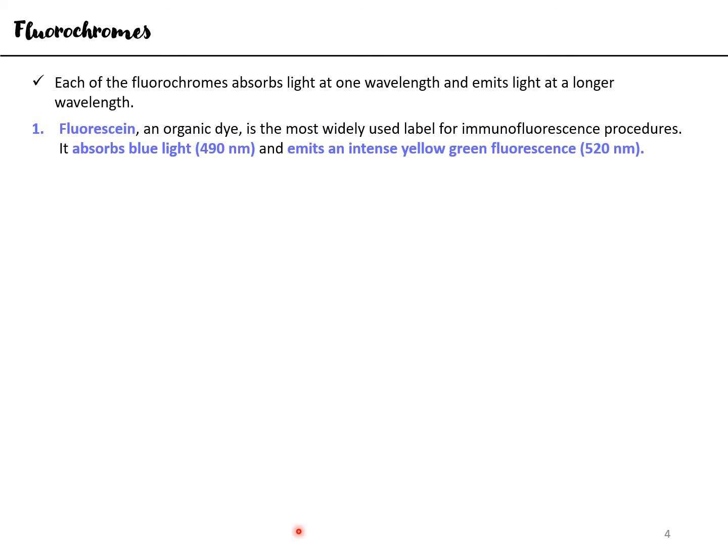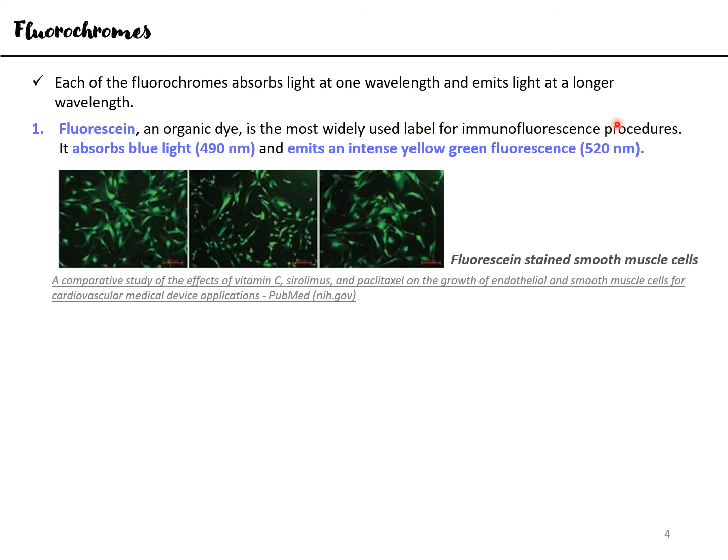So one of the most commonly used dyes is fluorescein. It is an organic dye. It is the most widely used label for immunofluorescence procedures. It absorbs blue light at approximately 490 nanometers wavelength and emits an intense yellow-green fluorescence at a higher wavelength of 520 nanometers. So this is an example of cells which have been stained using fluorescein.